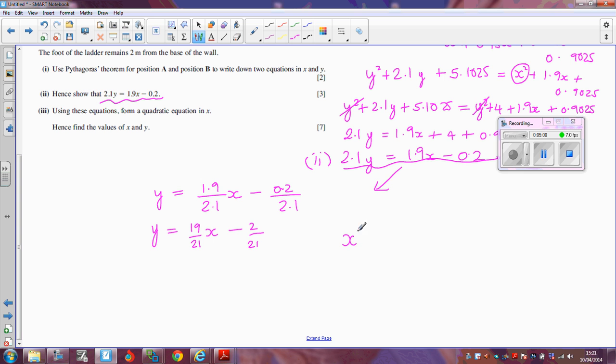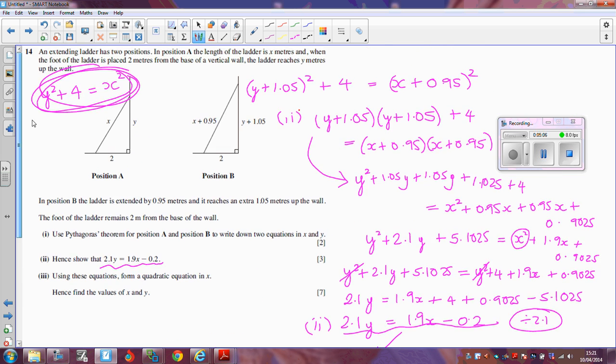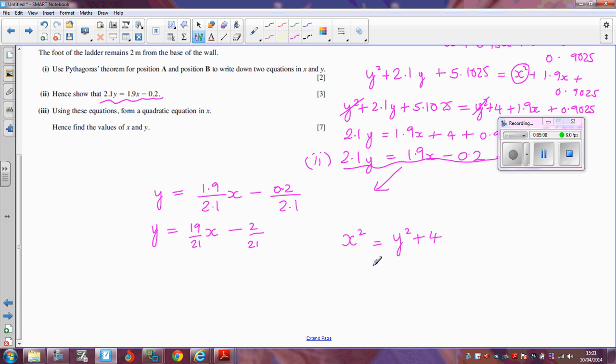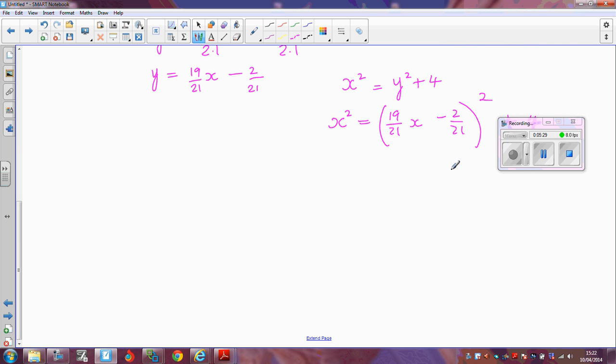So x squared is equal to y squared plus 4. Let's just check that's right. So x squared is y squared plus 4. Yeah. So I'm going to write x squared is equal to, now y squared is going to be this squared. So it's 19 over 21x minus 2 over 21, and that is squared, plus 4. Now that's looking like a quadratic equation. It's a bit of a mess, but let's sort it out.